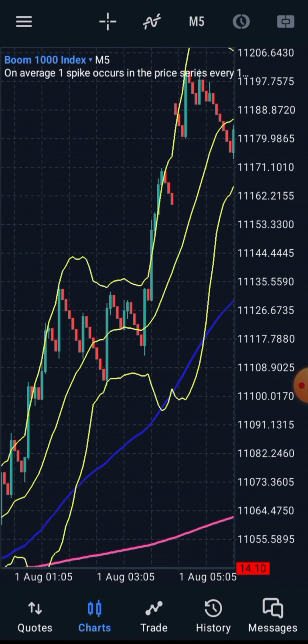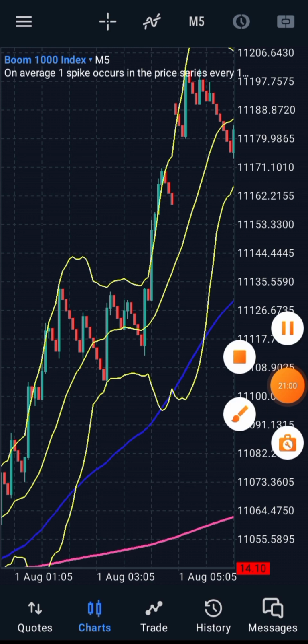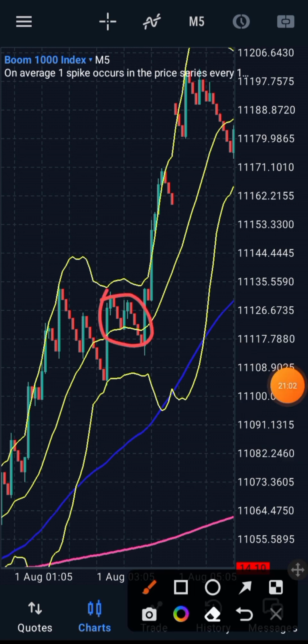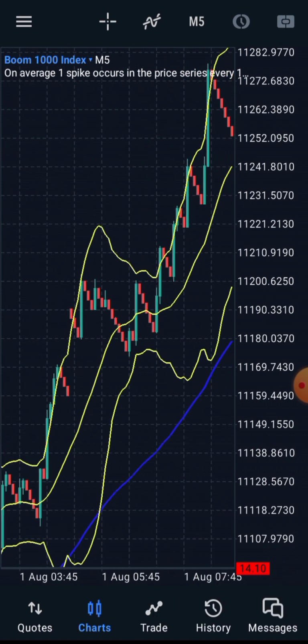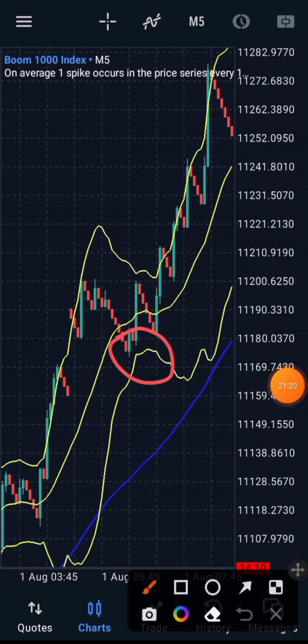Now, see what I do. Whenever it booms like this, here I put a spy. When it booms and crosses over the period 20, that is when I buy the Boom. You see that now. It must cross below the 20 period, and when it crosses below and spikes above like this, that is when I buy.